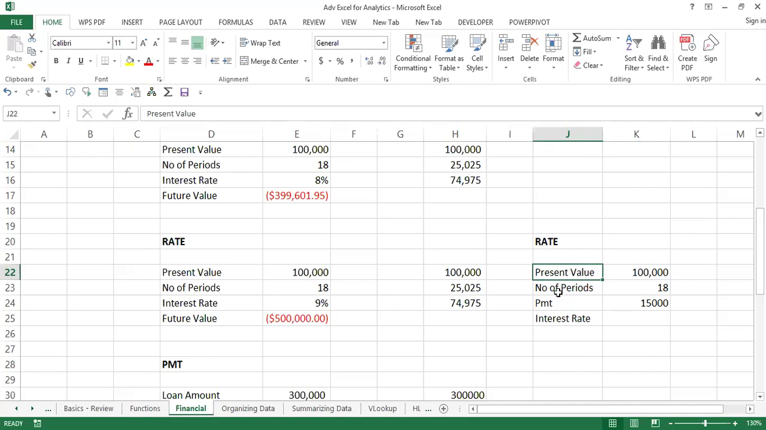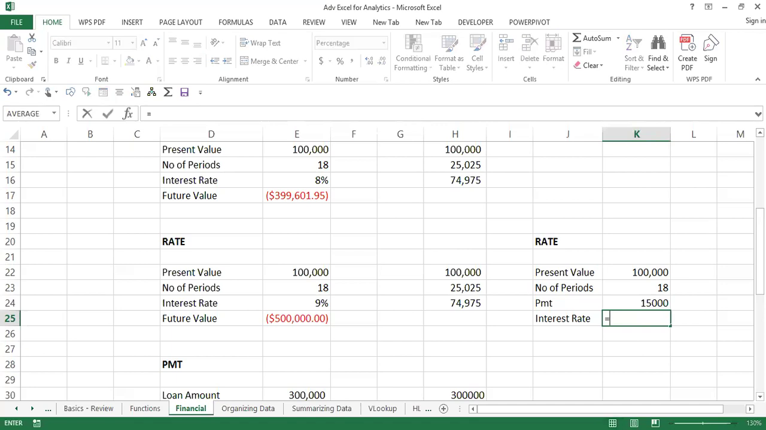So let's look at this scenario. We have a present value of 100,000. Number of periods is 18. The payment amount is 15,000, and then the rate is what we are looking for.